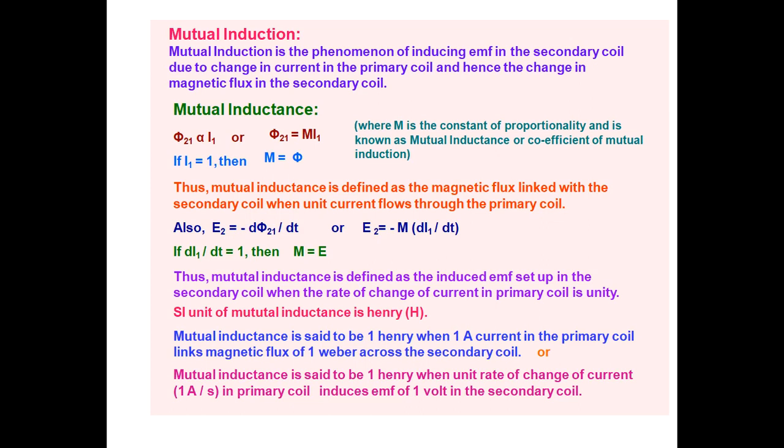It is also defined as: mutual inductance is said to be 1 Henry when a unit rate of change of current of 1 ampere per second in the primary coil induces an EMF of 1 volt in the secondary coil.